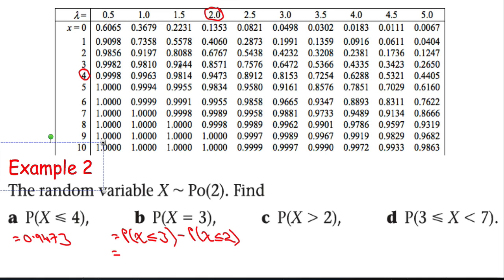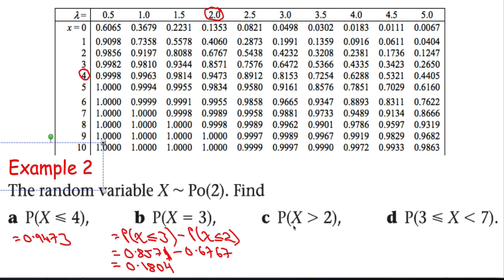Well, reading off from my table, less than or equal to 3 is 0.8571. Take away the probability that x is less than or equal to 2, which is 0.6767. And again, when we work that out on our calculator, we get a value of 0.1804.